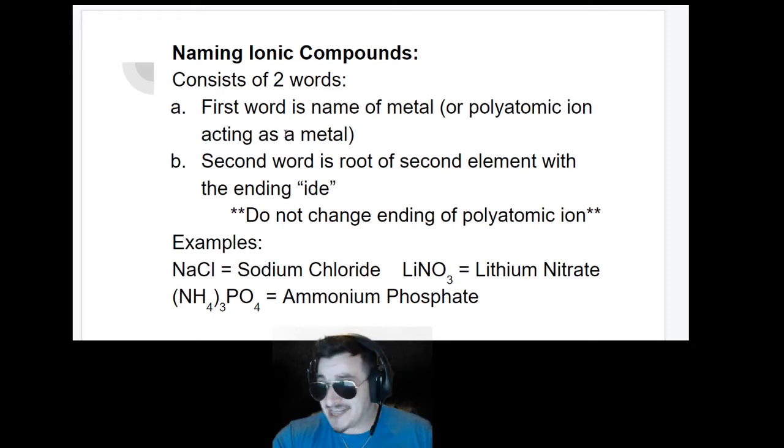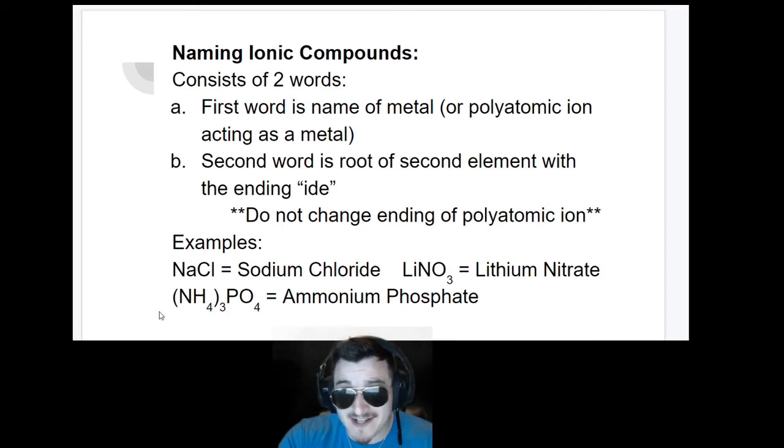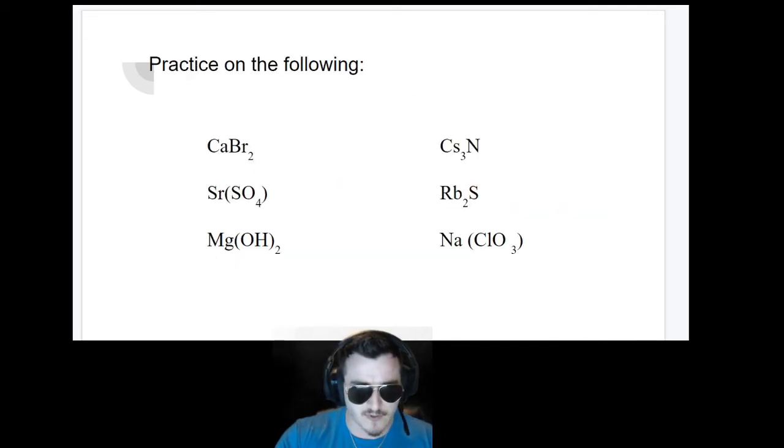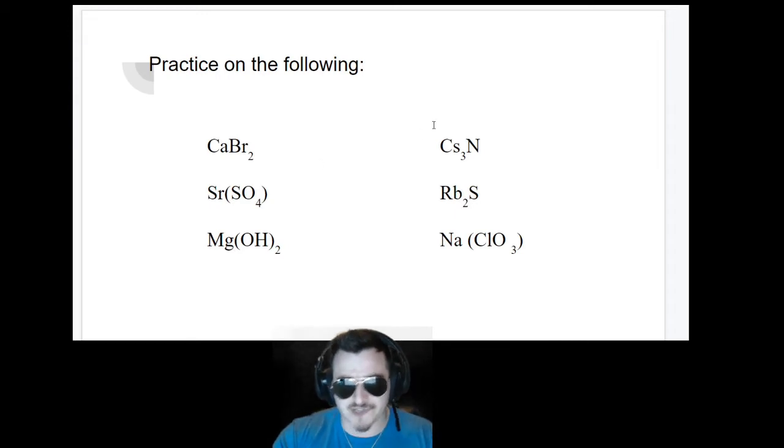Okay? And look at this bottom example. Two polyatomic ions getting together. I don't have to do squat. All I gotta do is look at my polyatomic ion list, slap those names together. It's cake. It's simple. So let's name a few examples. All right. CaBr2, Cs3N.